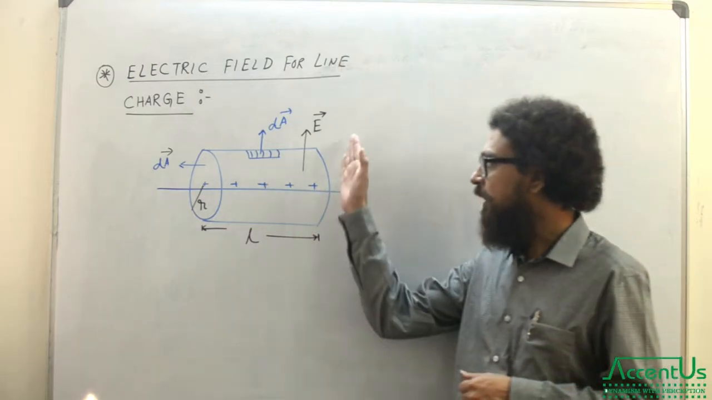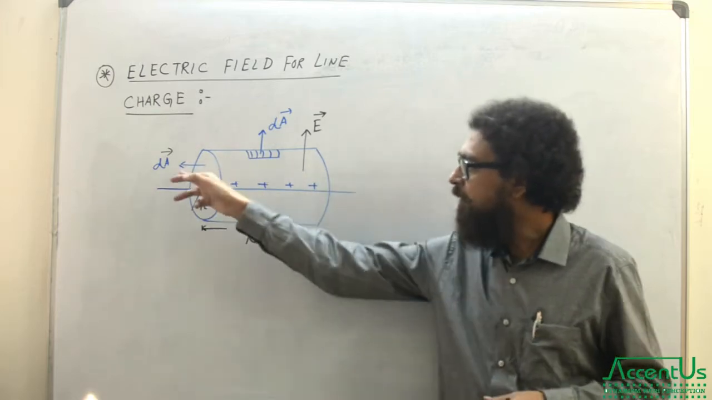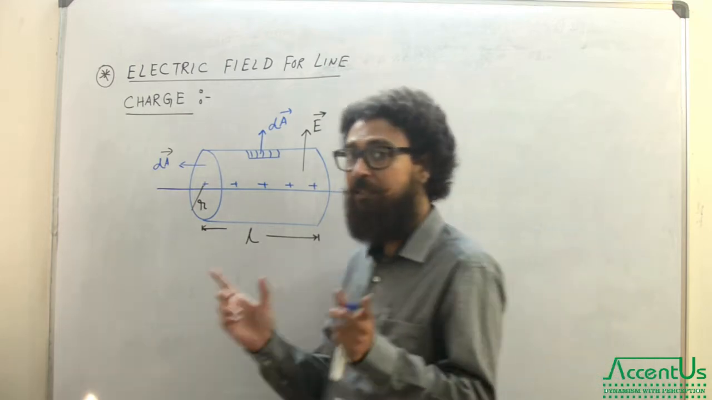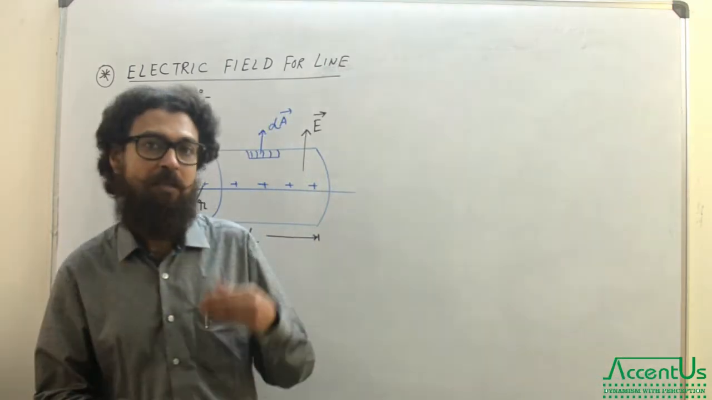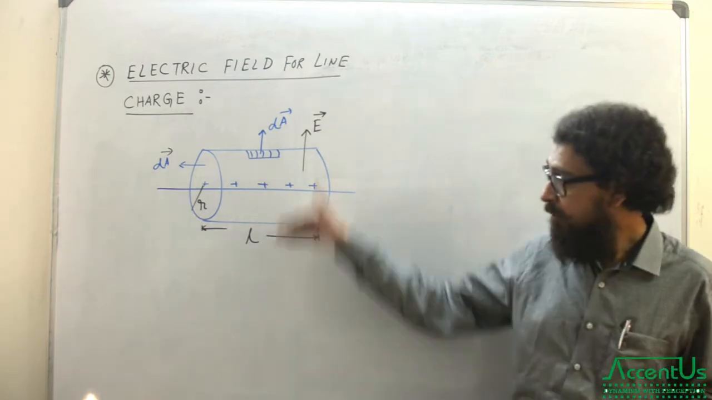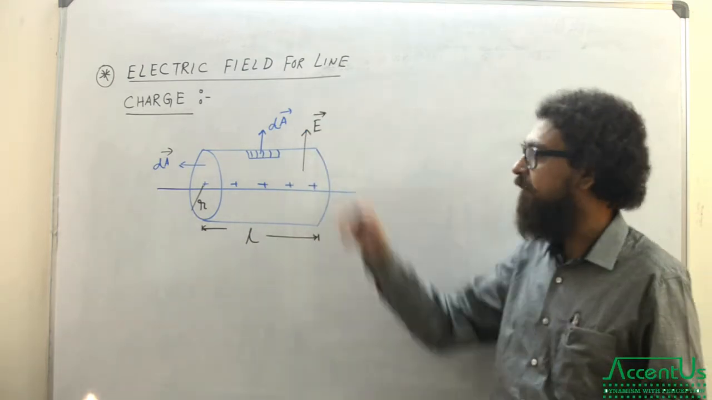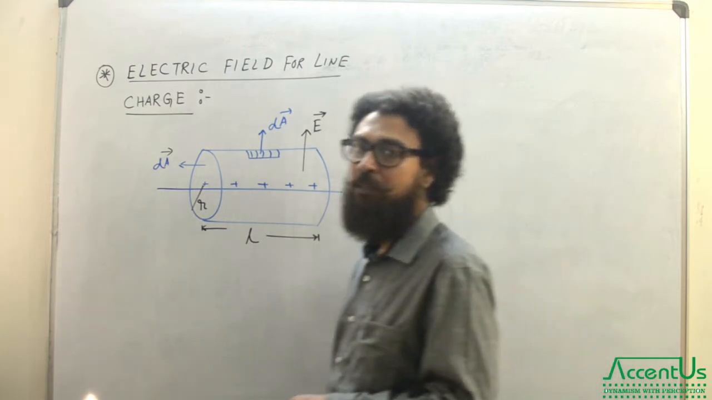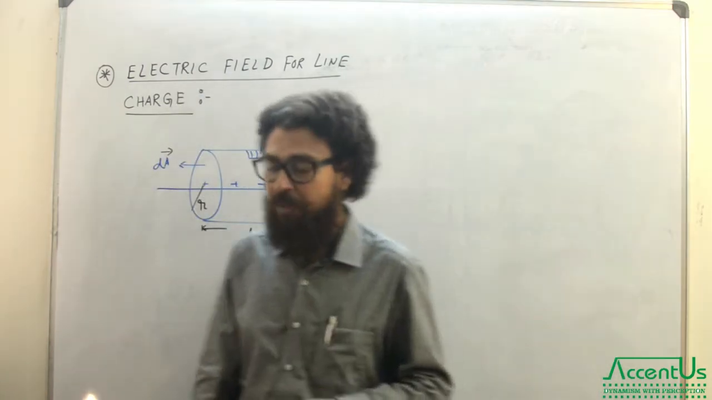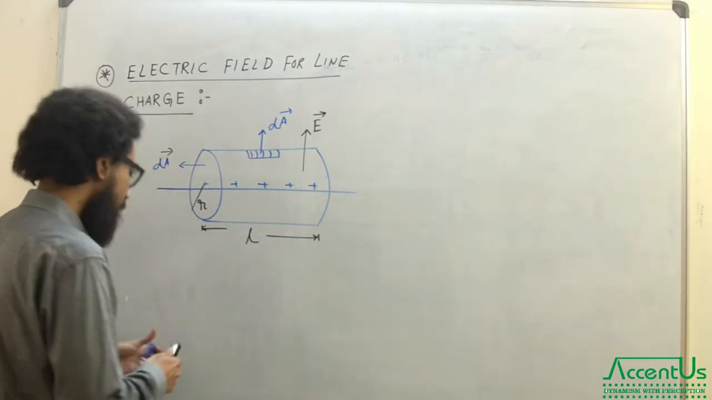Now you see, the electric field and these two area vectors, there is another surface here. These two, the area vector and the electric field, are 90 degrees, perpendicular to each other. So the dot product is 0. But for the lateral surface, this curved surface of the cylinder, we have electric field and area vector parallel. So for them the dot product is not 0. So we will be using Gauss's theorem.